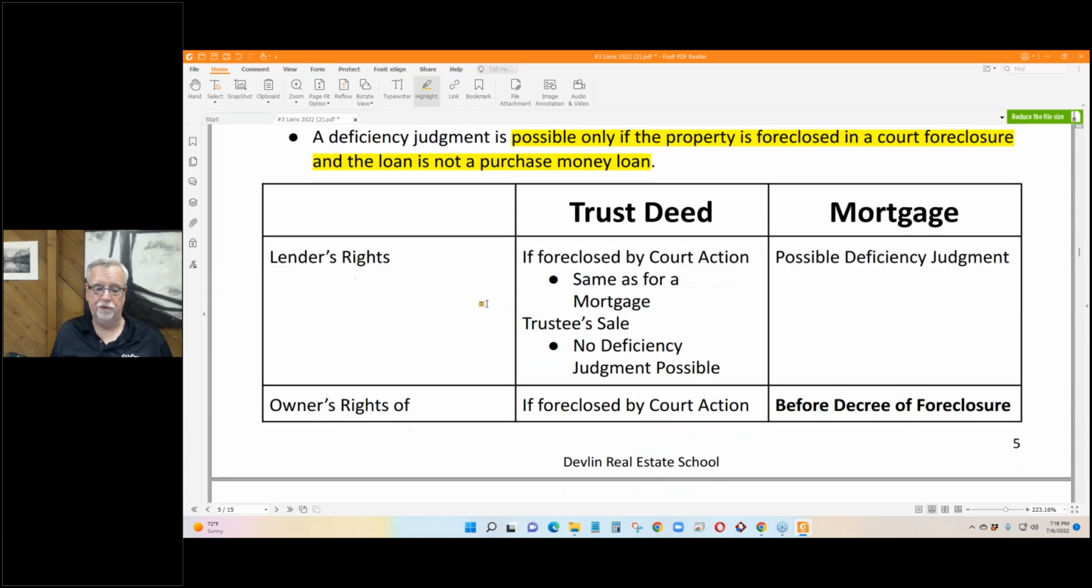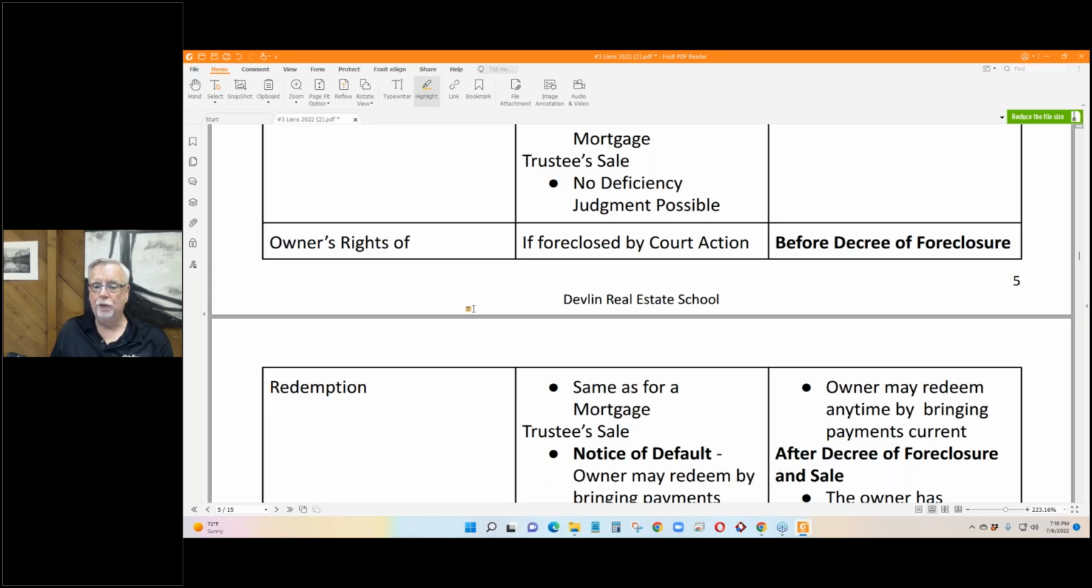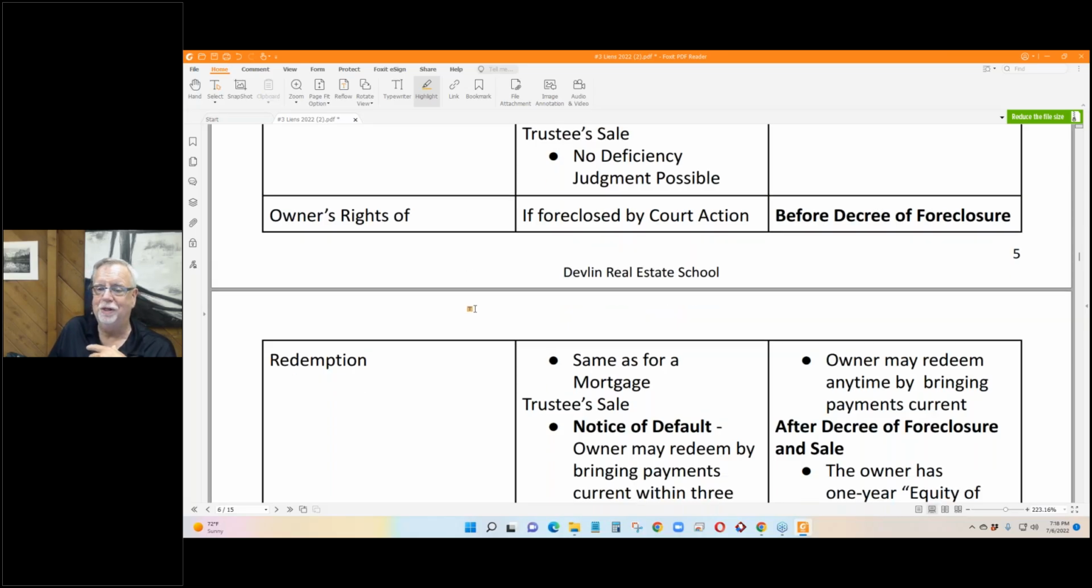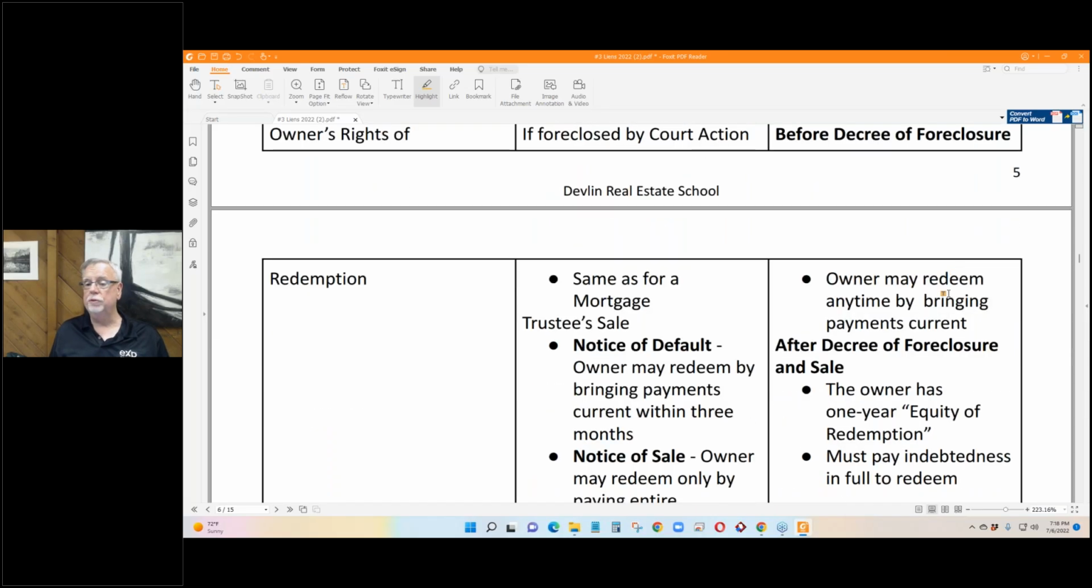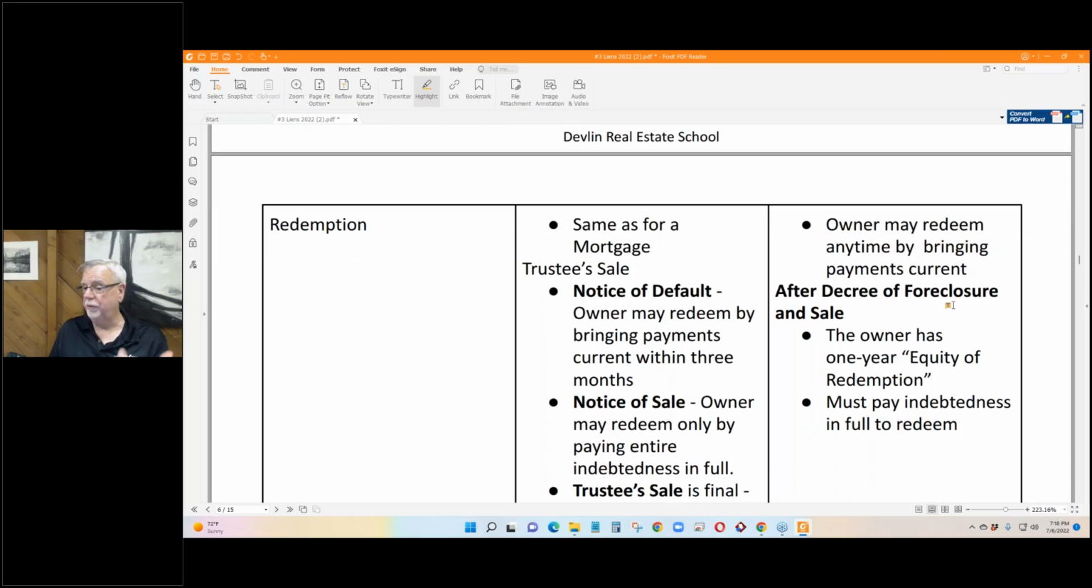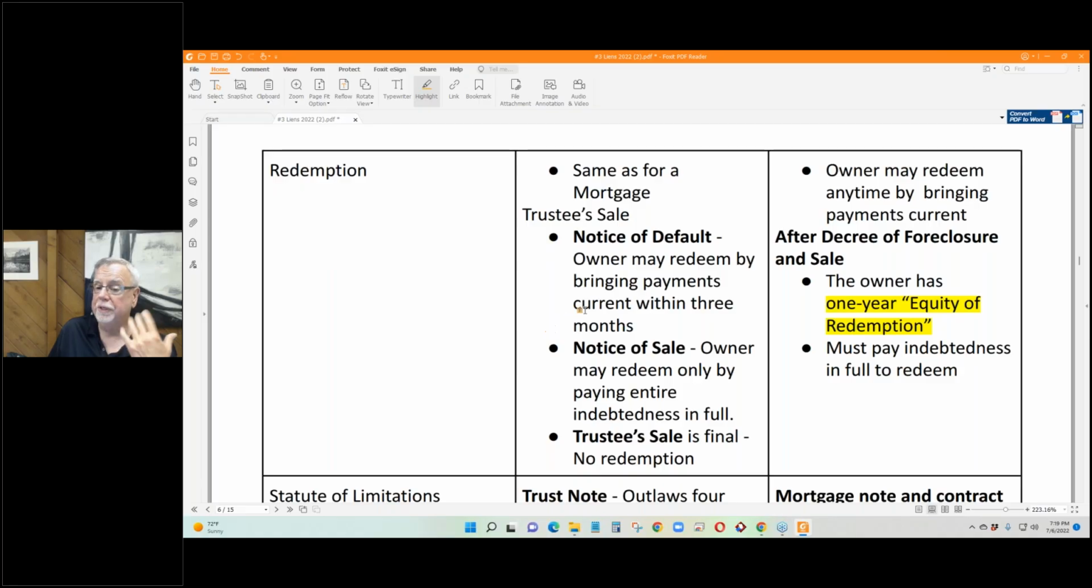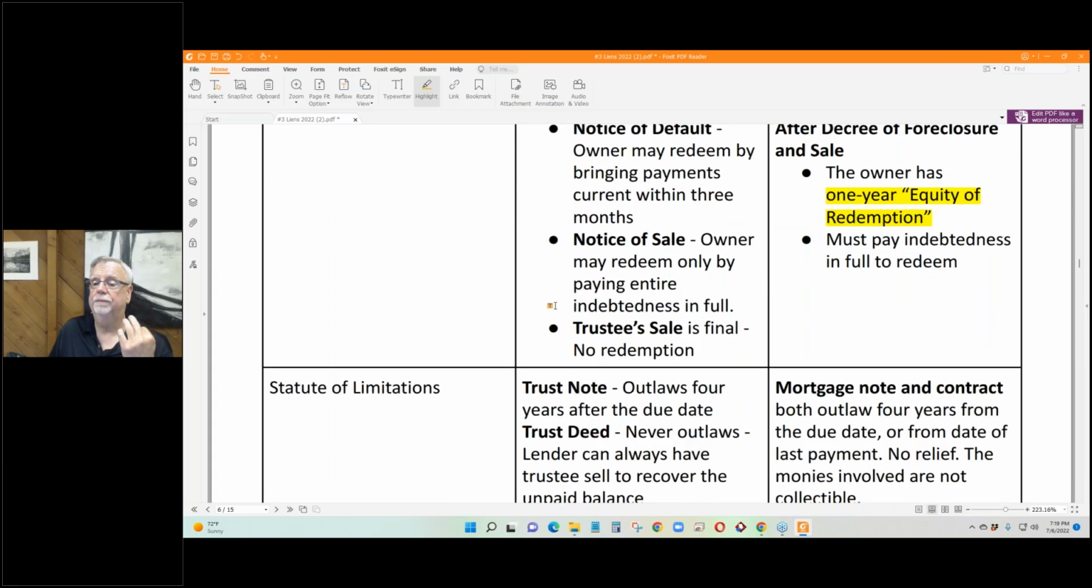Mortgages, there's a possible deficiency judgment. Owner's rights of redemption sort of goes down to another page. The owner's right of redemption, if it's foreclosed by court action, it's the same as a mortgage. You got that 1 year right of redemption. If it's a mortgage, before the decree of foreclosure, you can redeem by making the payments current. After the decree of foreclosure, you have the 1 year equity or right of redemption. And I've already gone through the trustee sale. You can redeem within 3 months. You can redeem after the notice of sale by paying in full.